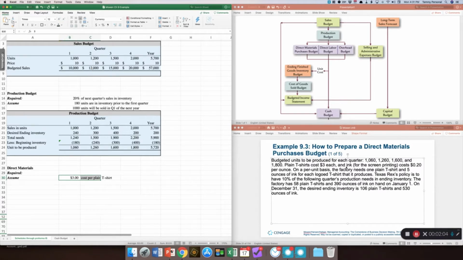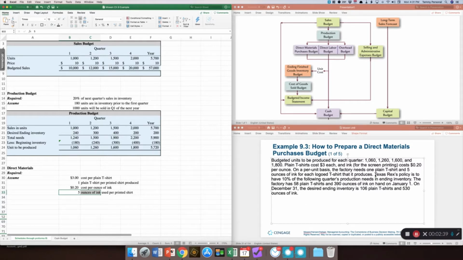Okay, we have $3 each for the t-shirts. We know that we need one t-shirt to make one printed t-shirt, right? We have 20 cents per ounce for the ink, and it takes 5 ounces of ink to make a printed shirt.